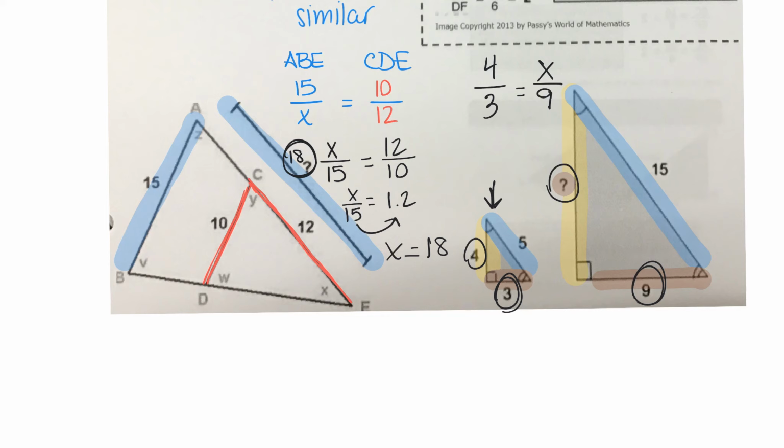And if you do that, you're like, okay, what's 4 divided by 3? And then you're going to multiply that by 9. And you get 12. X equals 12. All right. And that's it. That's how you figure out problems with similar triangles.